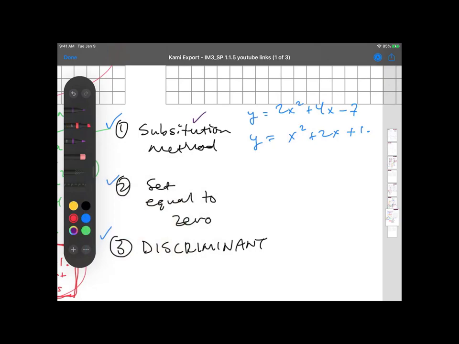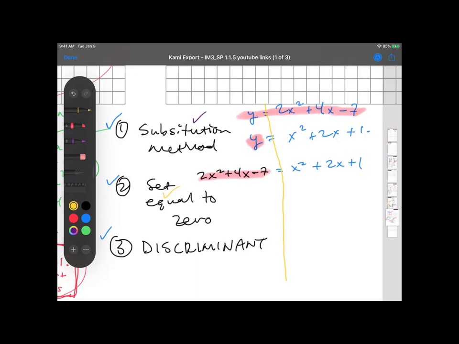I like to use a highlighter. Every time you see the y, you can write 2x squared plus 4x minus 7. We're going to replace this y with what I just wrote there in red. So instead of writing y, we're going to write 2x squared plus 4x minus 7. And everything in blue here is going to be the same. I like to draw a line down my equal sign to try to make things look clean. Okay, so now we have to set it equal to 0.